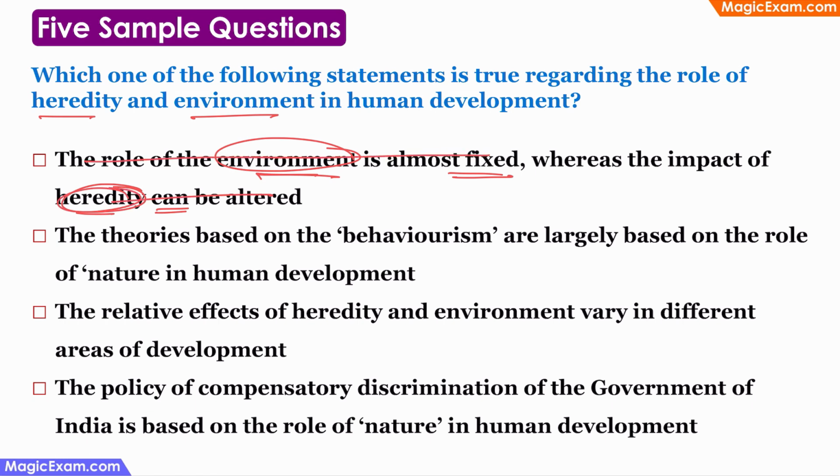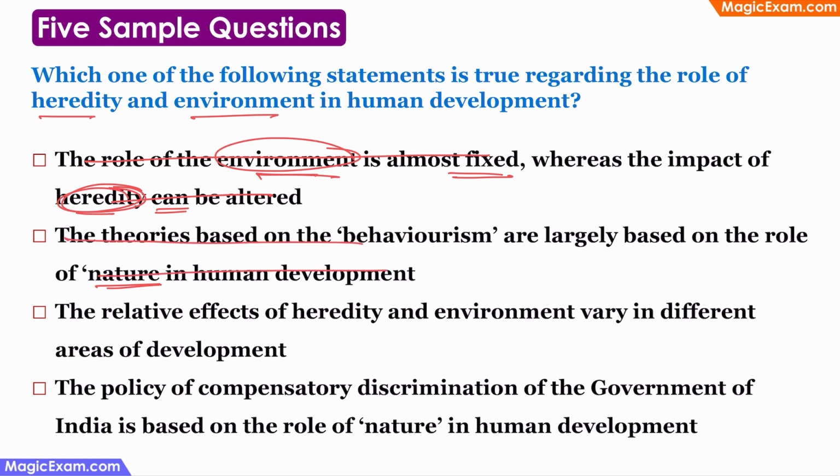Next, the theories based on behaviorism are largely based on the role of nature in human development. This is also incorrect because behaviorism theories are based on nurture in human development. That is how the child or the person is brought up, not what is there in the genes or in the DNA of the person. Therefore, this statement is also incorrect.